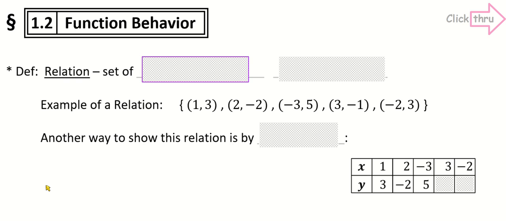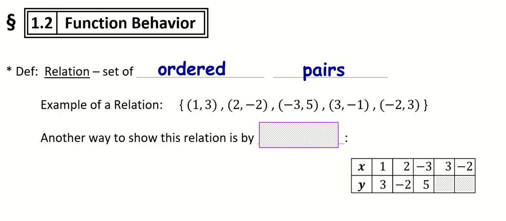Hopefully a lot of it will seem like just review to you, like this first thing here about the definition of a relation. And by the way, this whole section is called function behavior, so we're obviously going to be talking about functions, including the definition of a function. We're reviewing that. But first, a relation is a set of ordered pairs.